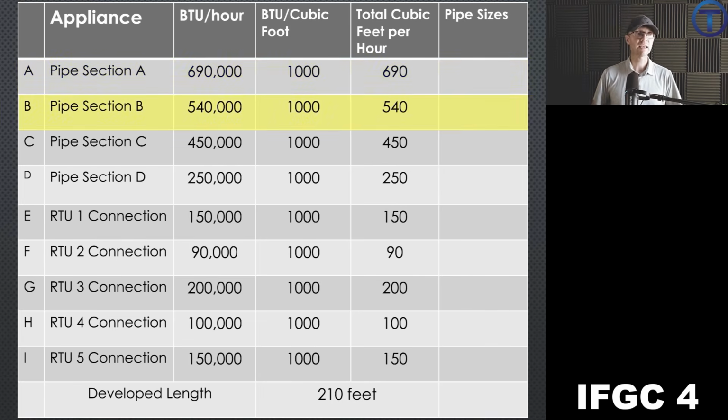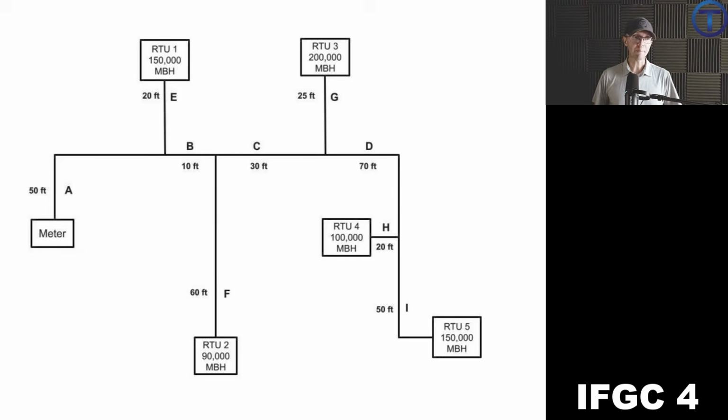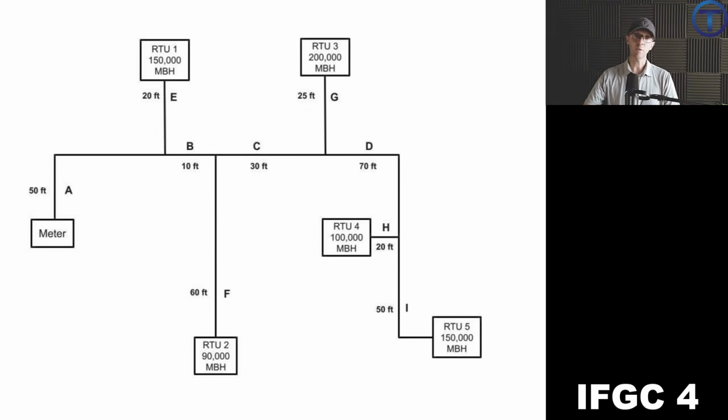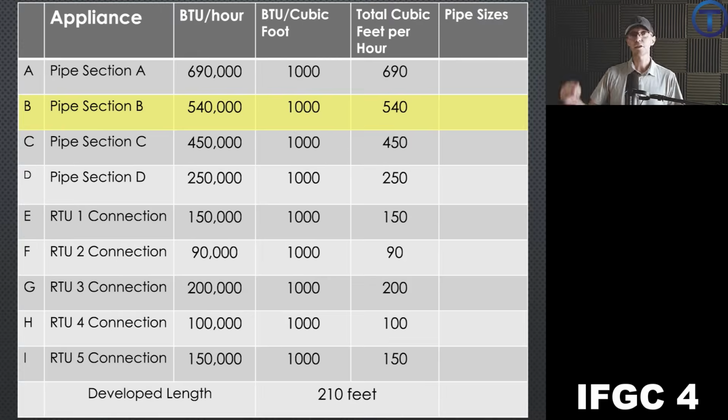Let's do it quick. Section B. If we look at B, now it's gone past rooftop unit 1. That means we can subtract off 150,000 BTUs. B is still one of those main lines. It's going to have things branching off of it, but it's not carrying as much as A was because A has everything, right? All the BTUs. So on B, we have 540,000 BTUs. We divide that by 1,000 and we'll get 540 cubic feet per hour, and we're ready to size that section.